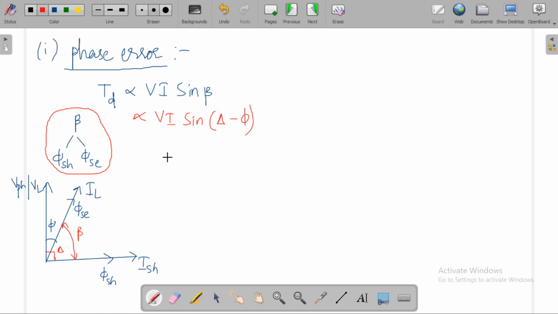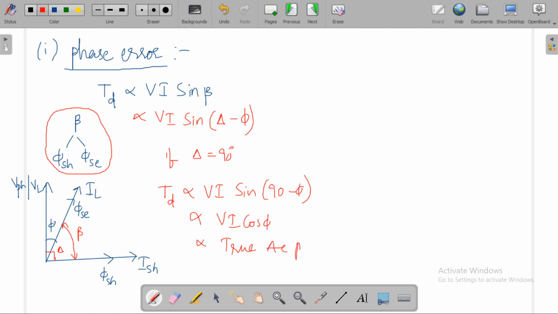If delta is equal to 90 degrees, then TD is directly proportional to VI sine of 90 minus phi. That is, TD is directly proportional to VI cos phi, that is, true AC power. So if delta is equal to 90 degrees, then driving torque is directly proportional to true AC power.